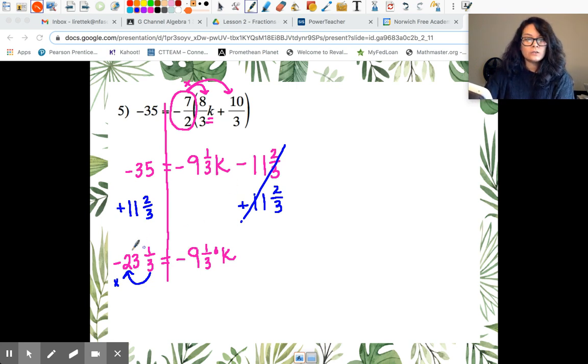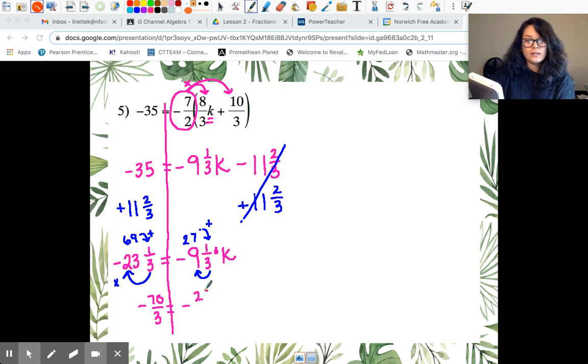3 times 23 will make that a 69, which I then add to the numerator. And this gives me an improper fraction of negative 70/3. Remember, that denominator stays the same and the sign stays the same. Over here, I'm going to multiply 9 times 3. That's going to give me 27. And I'm going to add that result with the numerator to make it a 28. But it's still going to be a negative. And my denominator is still going to be a 3, with the k. Hopefully that wasn't too loud.